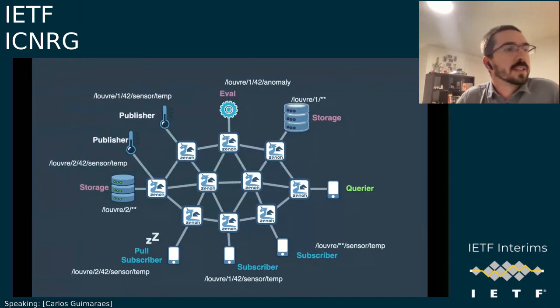So here we have an example of a Zeno network, and let's assume that this is deployed in the Louvre Museum here in Paris. The way resources are organized in this example is that the first segment of our key expressions that identify the data is identifying the Louvre. Then the second name segment is identifying the floor, the third the room, and then the type of sensor.